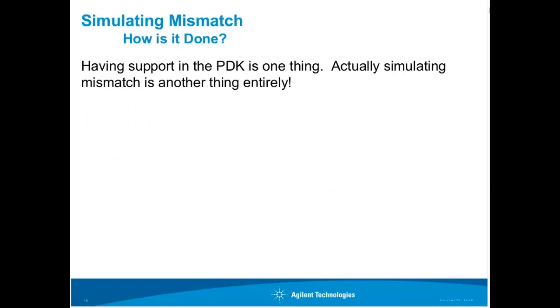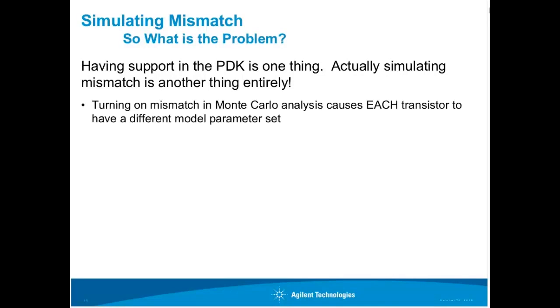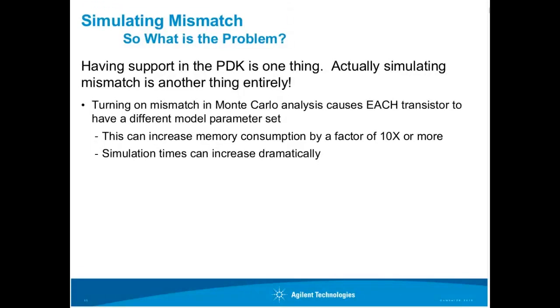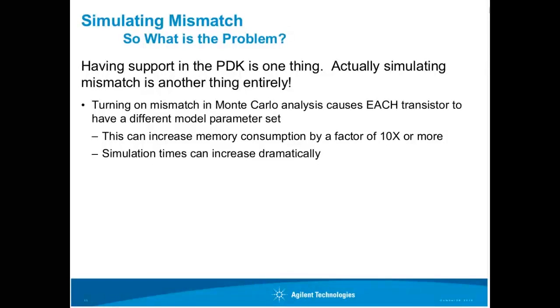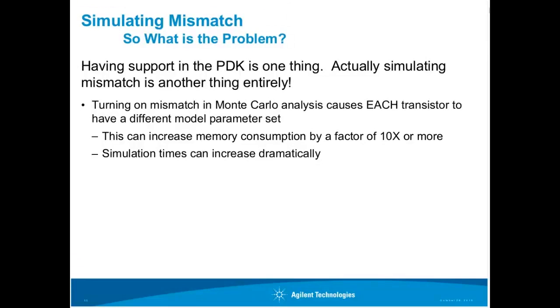Well, it's one thing to have the capability to do it. It's another to actually do it. What you find is that if you're simulating the nominal case or even doing process Monte Carlo analysis, you're working with a set of transistor models that represent your process, and those transistor parameter sets are used globally by the transistors in the design. When you do mismatch analysis, it's fundamentally different, and the result is that each instance of each transistor ends up having a different parameter set than all the other instances.